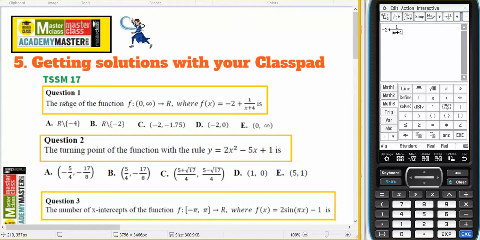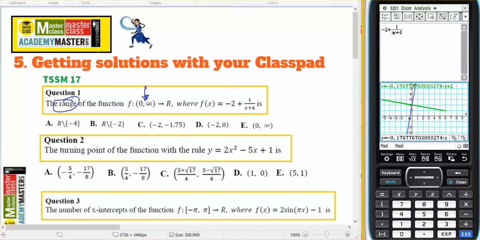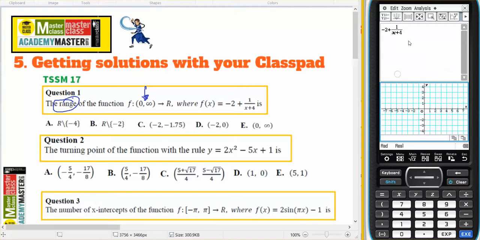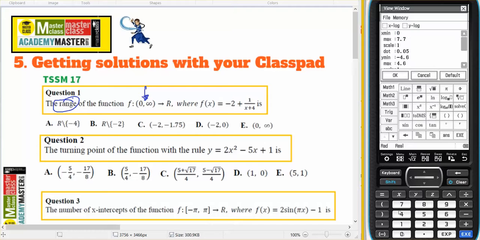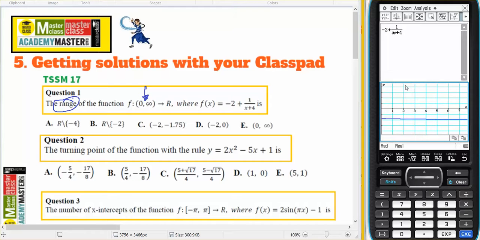The first one is, I'm looking for the range and I've got a restricted domain, so I'm going to graph it. So I've typed it already, -2 plus... I open up a window, graphing window, edit, clear all that out. Take this, drag and drop it. Ooh, so I can see that I have a hyperbola, but I'm only going from 0 to infinity. So I'm only looking for this bit here, and I have an asymptote at -2. So if I change my window from 0 to 7.7, that's the bit I'm looking for.